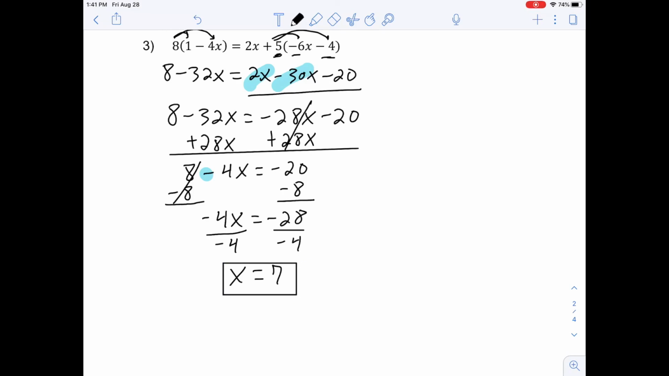And of course, you could plug that into the original equation to make sure the left side equals the right side. All right, well, hopefully this helps you with solving linear equations with variables on one side and with the variables on both sides.